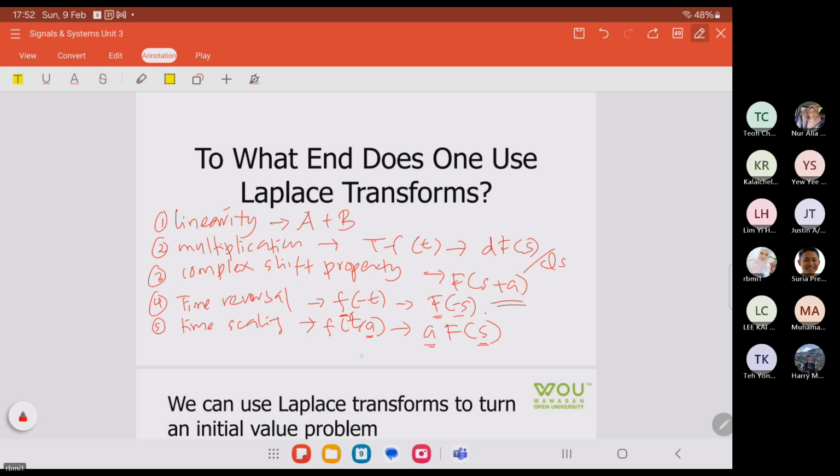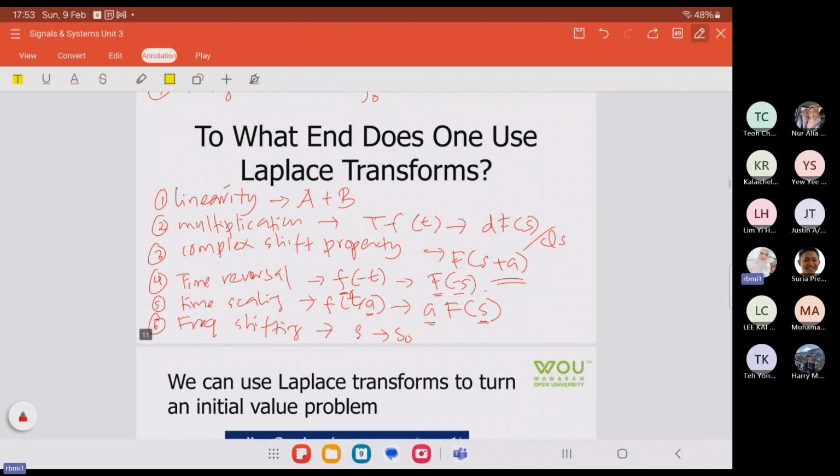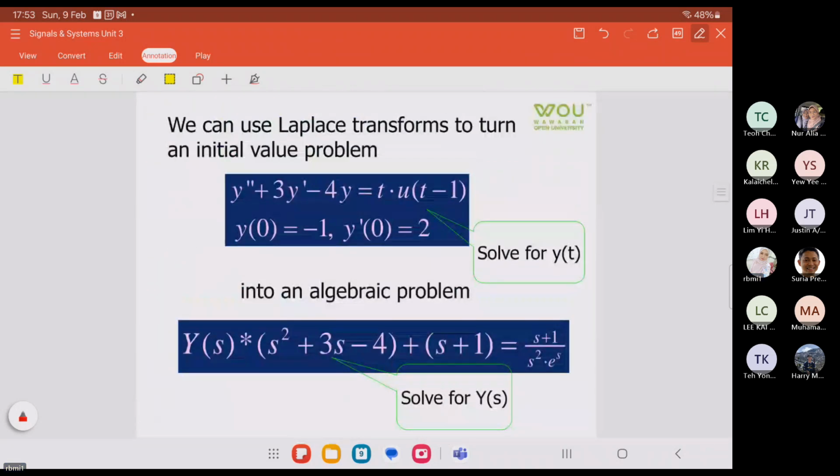And we have the frequency shifting property. Number 6 is frequency shifting, for example from s to s minus a. Also number 7 is the integration property, for integration from 0 to t. All right, so these are some of the properties of the Laplace transform.